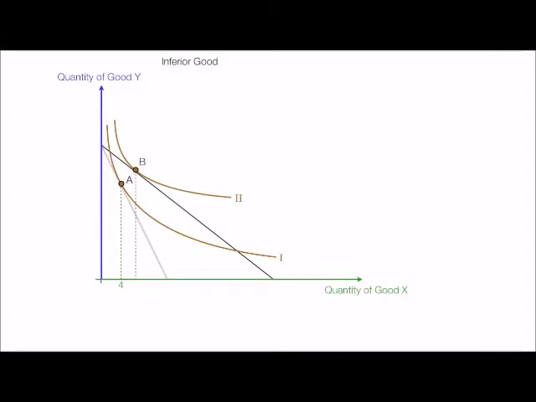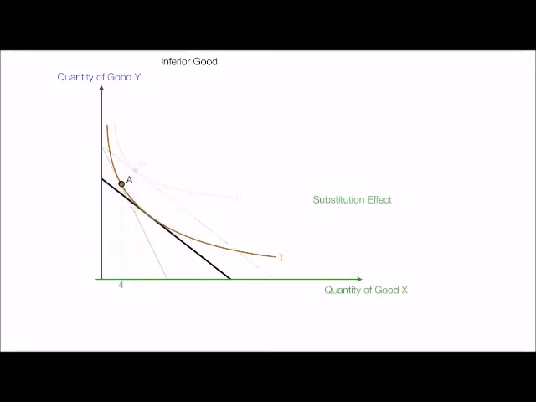And at point B, the consumer is going to consume 7. So the total effect is 7 minus 4. I will label that T. For the substitution effect, I will take that budget line, the new budget line, and I'll make another line. I'll drag it back parallel until it's tangent with the first indifference curve.